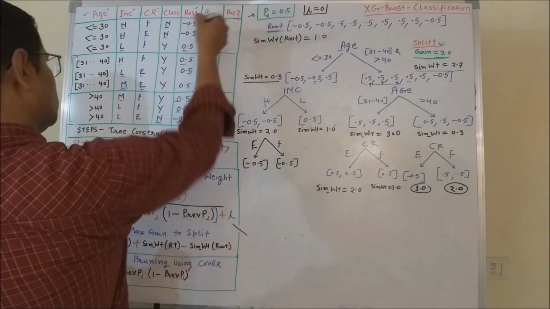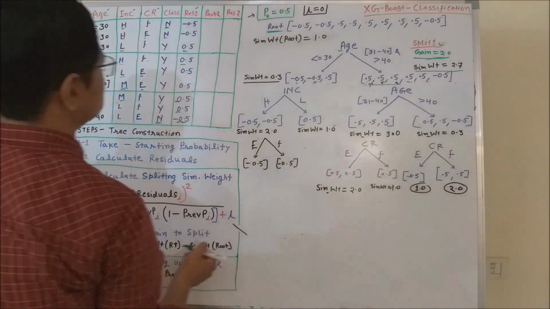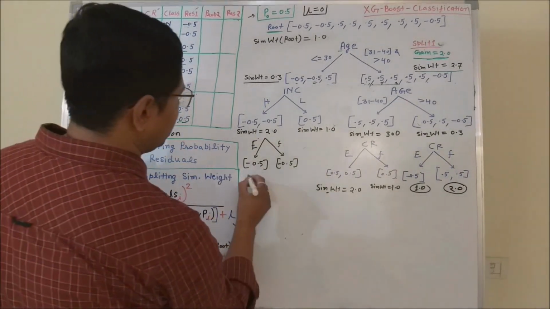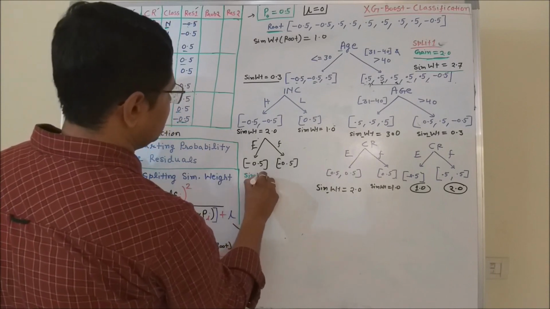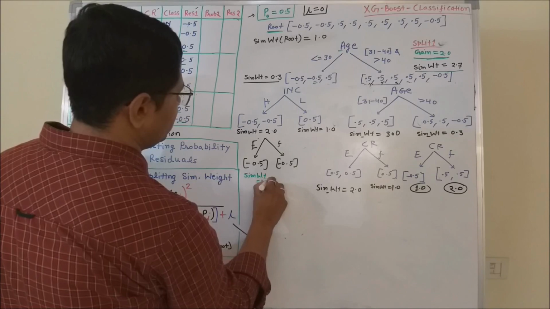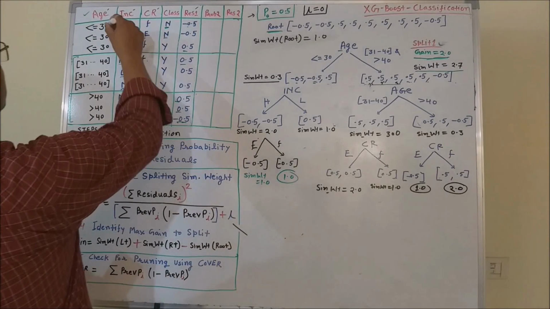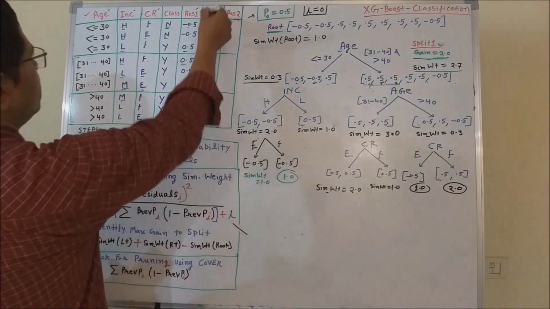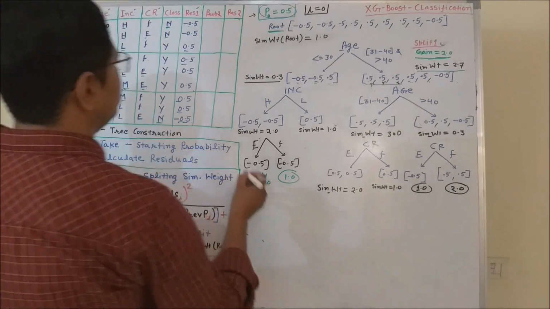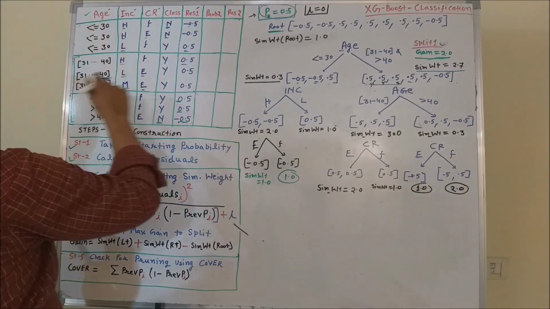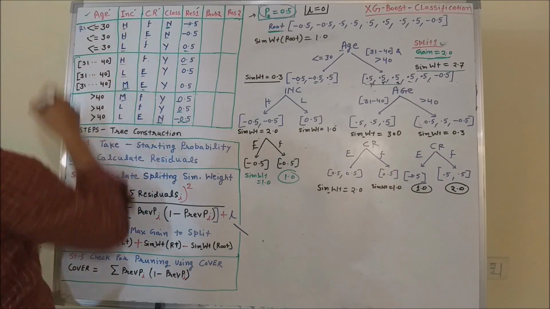Now the next part is to compute the second probability. How to compute the probability score? So here again you can compute the similarity weight. Here it is equal to 1.0. Once you compute, you will get the same value. Now let us compute the second probability for the first record R1.